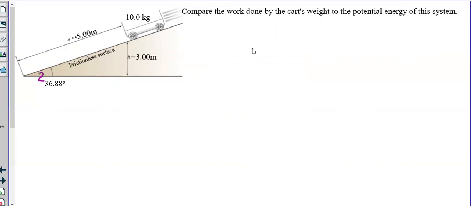So if we compare the work done by the cart's weight to the potential energy of the system. So let's first do the work done the way we did it, or at least use the forces the way we did it last unit. So work done would be the parallel acting force multiplied by the displacement. So we have to use a parallel acting force. So that would just be the parallel component of the weight. So in order to figure that out, we have to have the free body diagram. Since it's a frictionless surface, there should be nothing going to the right, which would be up and to the right. So all we have to worry about is the parallel component of its weight.